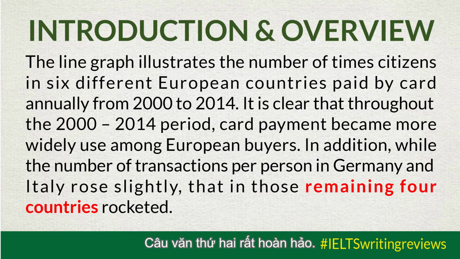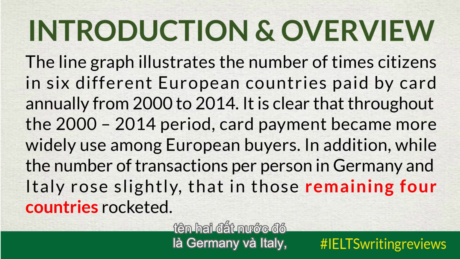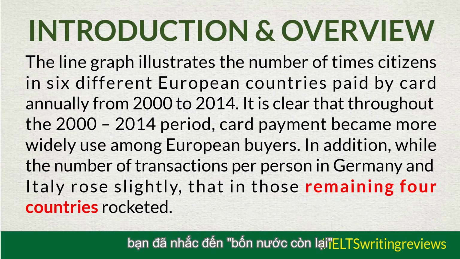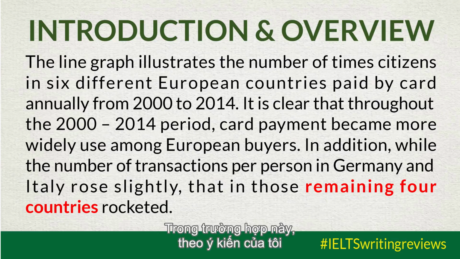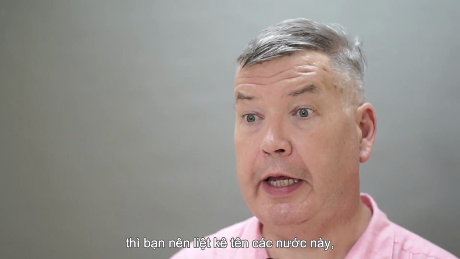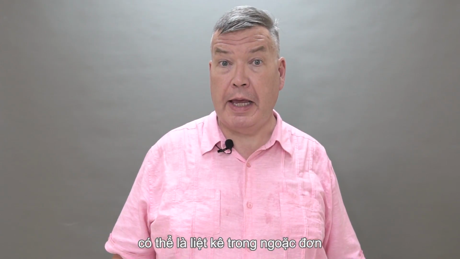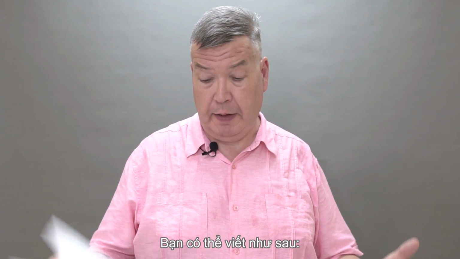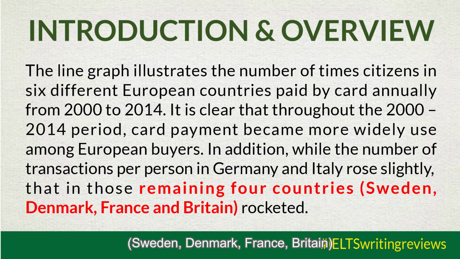And the second sentence was perfect. I found no mistakes in it at all, and the last sentence of that paragraph was quite good, but after the student named 2 countries, that is Germany and Italy, the student referred to the 4 remaining countries, and she did not name what those countries were. Now, in my opinion, she should probably write the names of the countries, maybe in parentheses afterwards. Maybe she should write something like parentheses, Sweden, Denmark, France, and Britain, close parentheses.